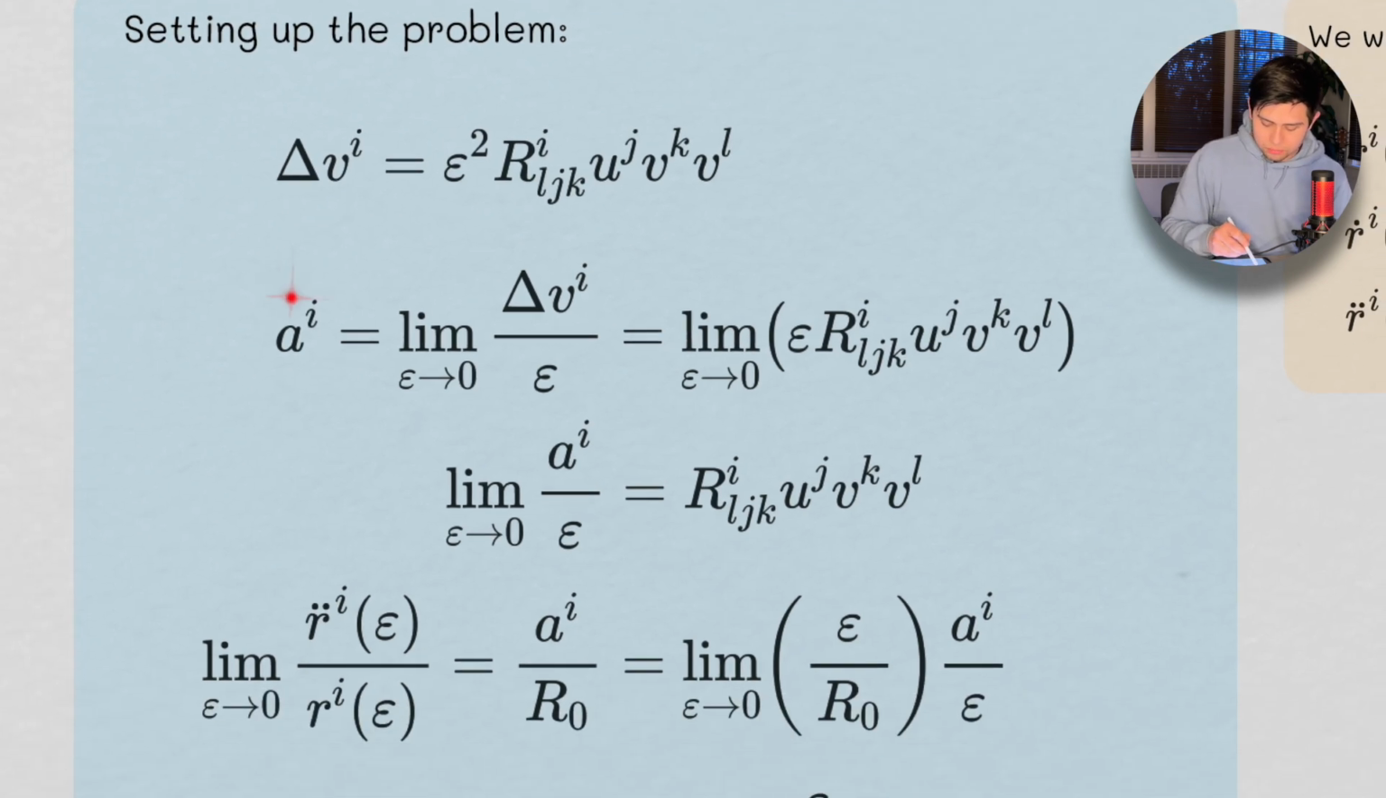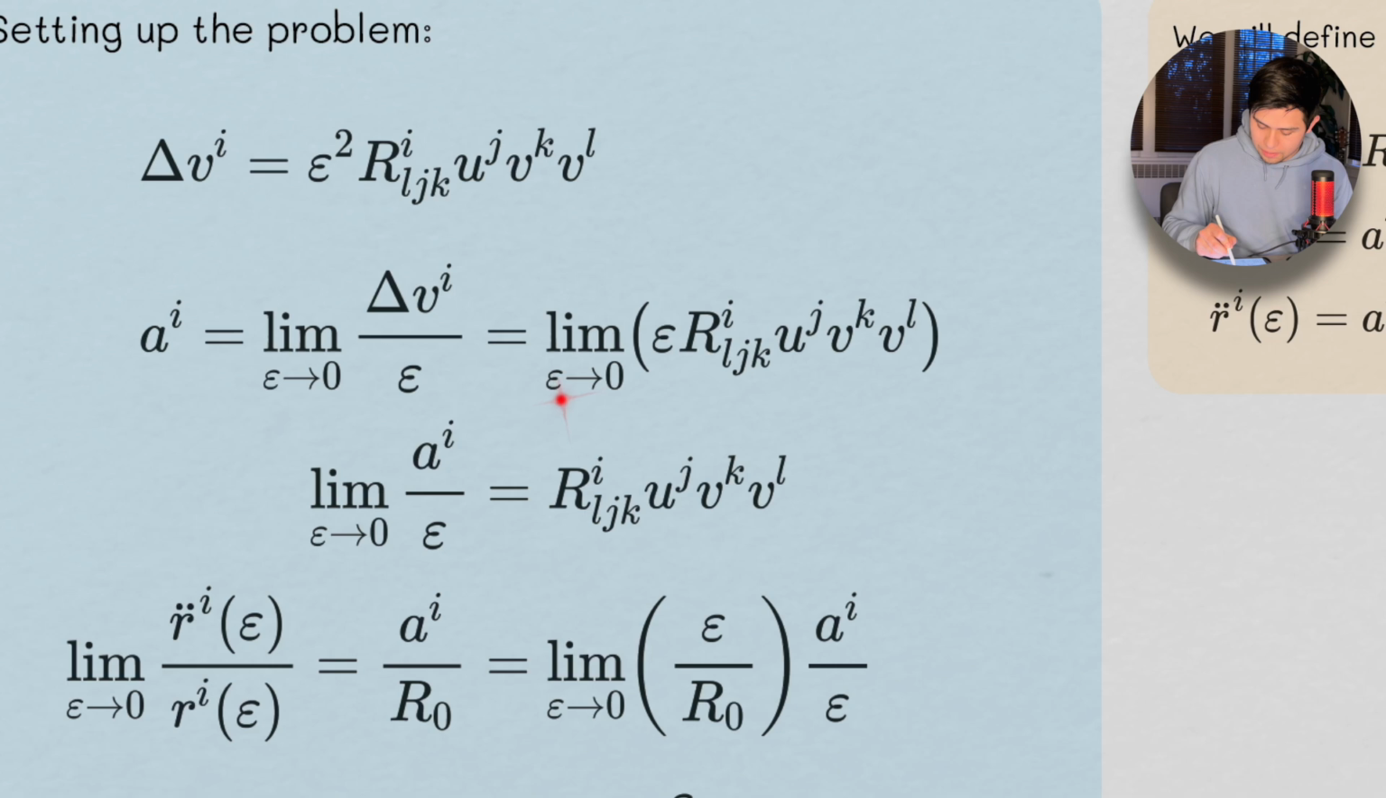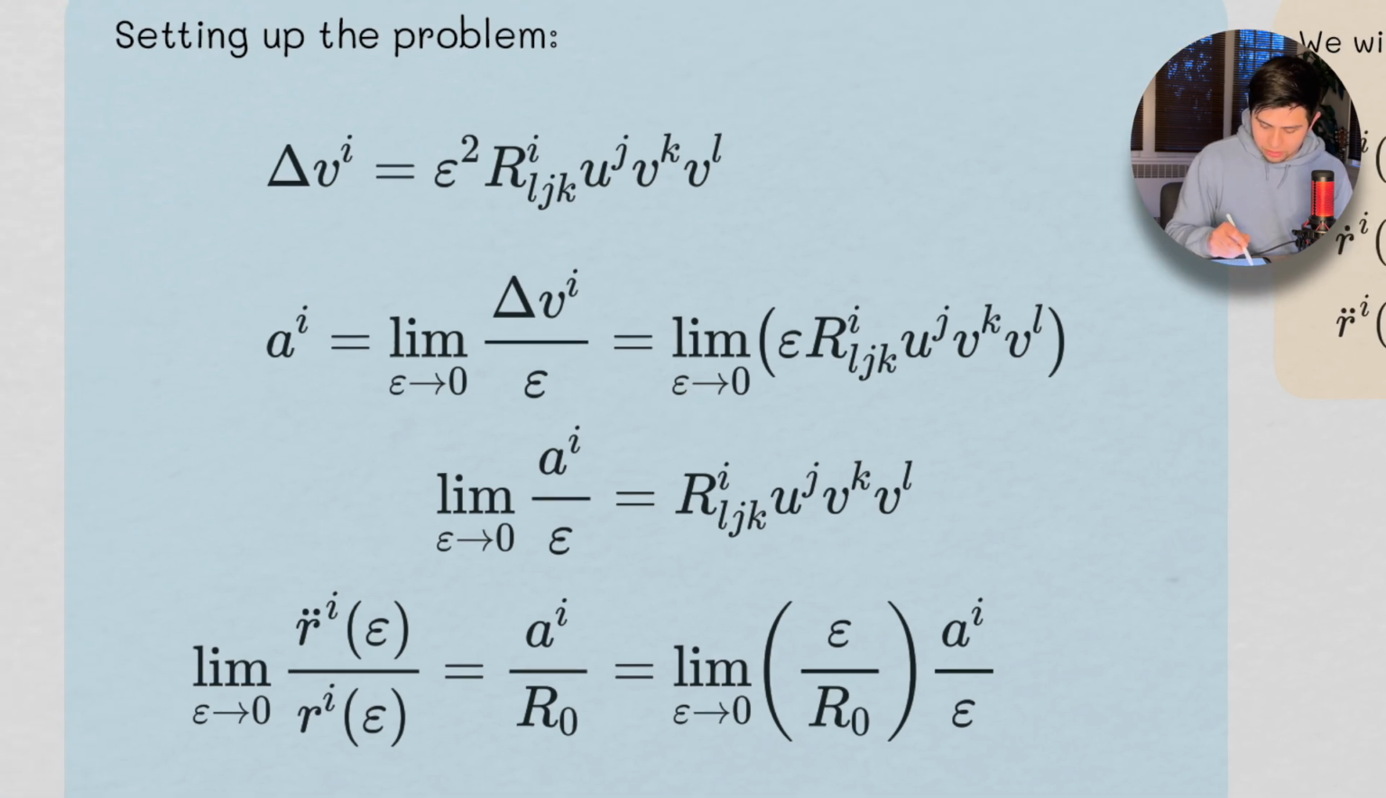So we can define the acceleration as a change in that velocity. Okay, the change in the velocity. We can divide both sides by epsilon. And so this is how we define the acceleration, right? The change in the velocity over some distance that's going to go to 0, right? And so this here again is this right here.